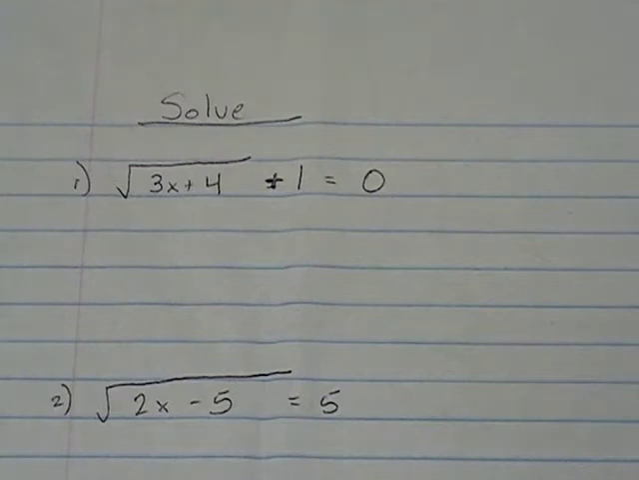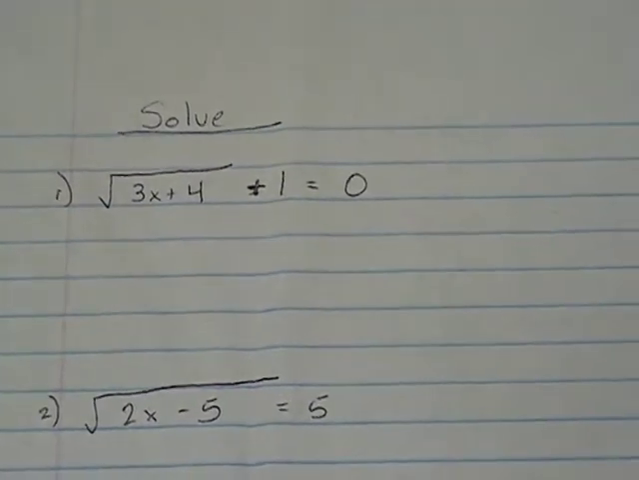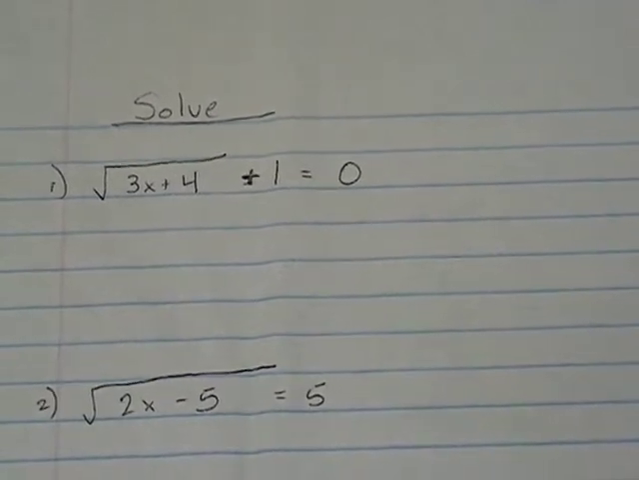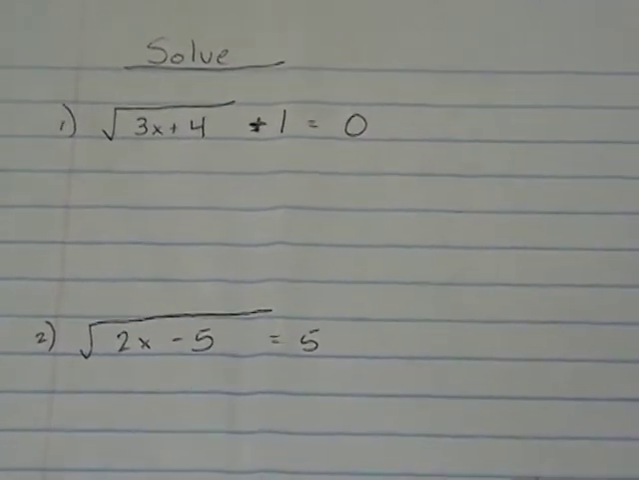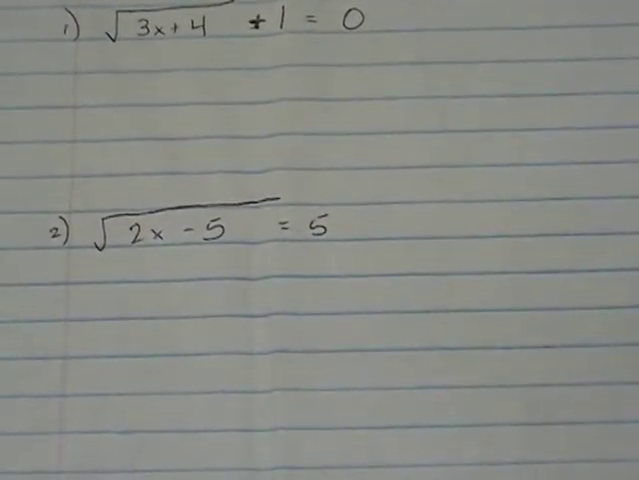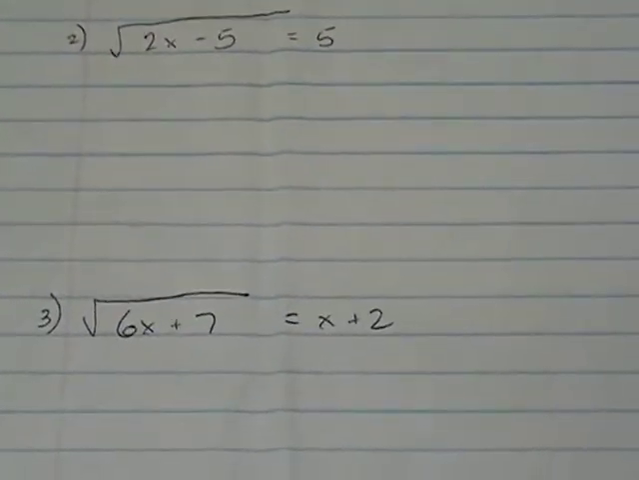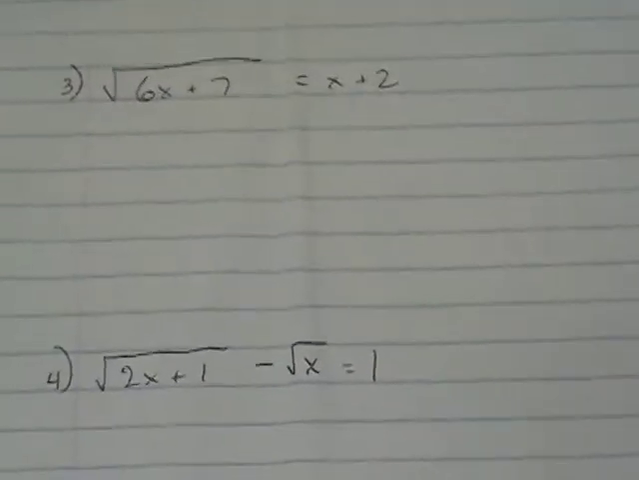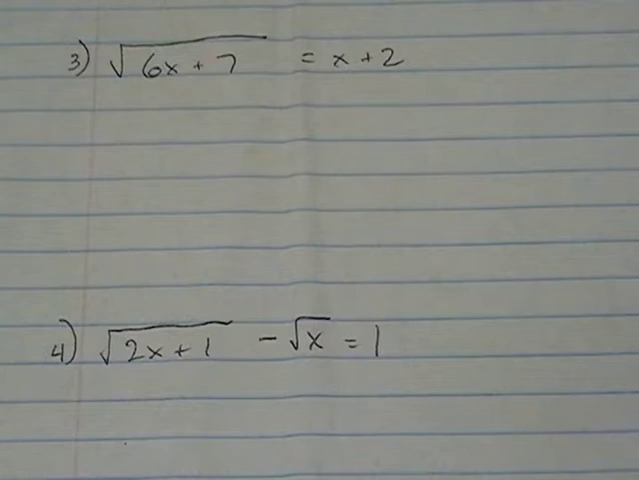So today I've been given 4 radical equations to solve, 4 equations involving radicals. I've got the square root of 3x plus 4 plus 1 equals 0. The square root of 2x minus 5 equals 5. The square root of 6x plus 7 equals x plus 2. And the square root of 2x plus 1 minus the square root of x equals 1.